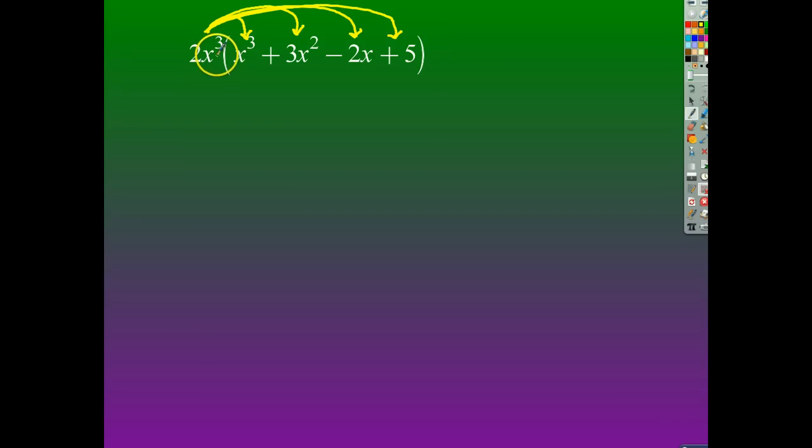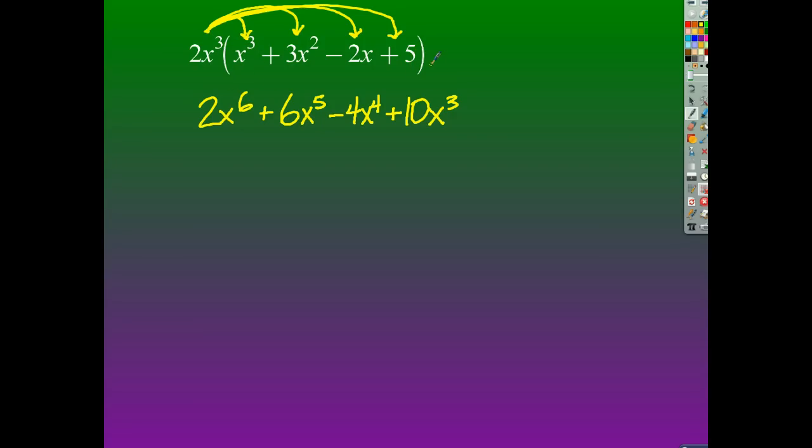So let's do this. We have 2x cubed times x cubed. Well, if you remember your products of exponents, when you multiply two of these together, you're going to end up adding. So this is going to be 2x to the 6th plus, okay, and then I have 2x cubed times 3x squared. So it's going to be 6x to the 5th. And then 2 times negative 2 is going to give me negative 4. And I'm going to end up with x cubed times x, so that's x to the 4th. And then finally plus 10x to the 3rd power. Okay? And so this would be my final answer. I just distributed this across each of them.